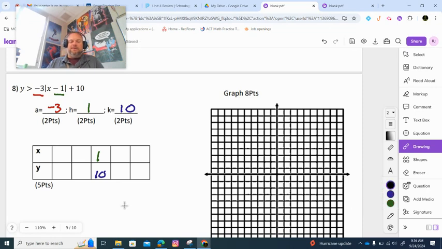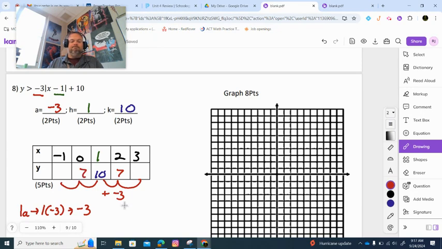All right. So if this is 1, 2, 3, 0, -1. All right. 1A. I'm adding -3 or subtracting 3 each time. Okay. Now, the other stuff we need to know is that this is going to be a dotted line and we are going to shade up.